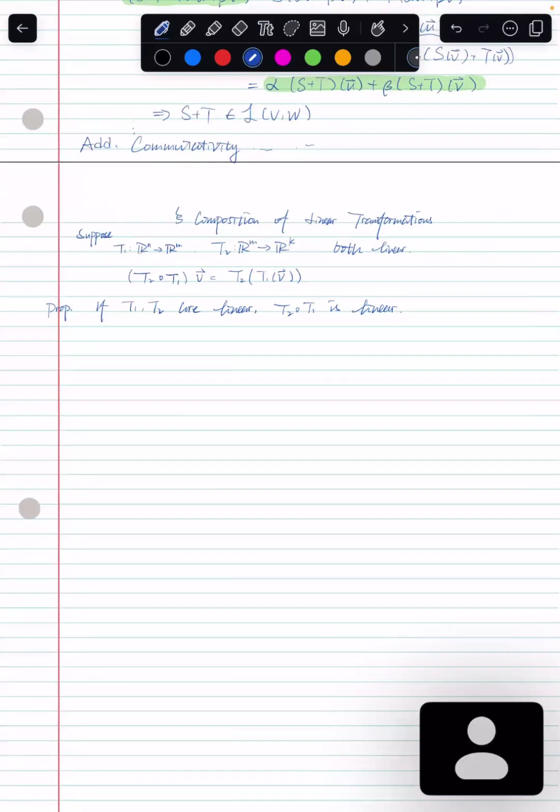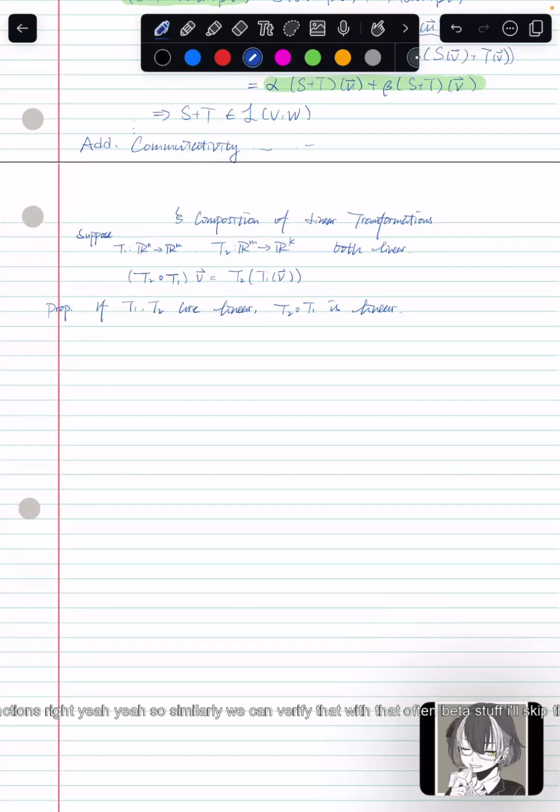It's just like a composition. Oh yeah, because transformations are just functions, right? Yeah. So similarly, we can verify that with that alpha and beta stuff. I'll skip that.